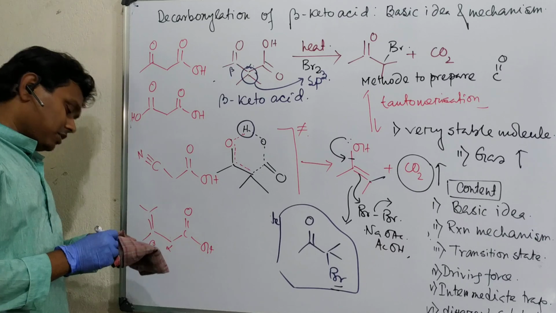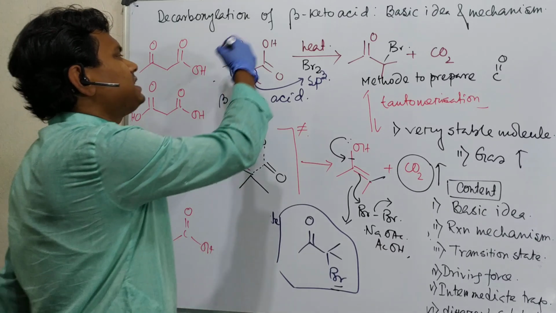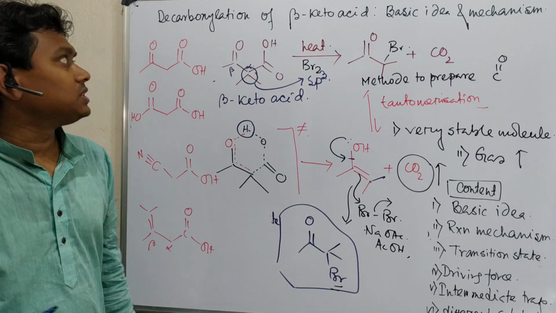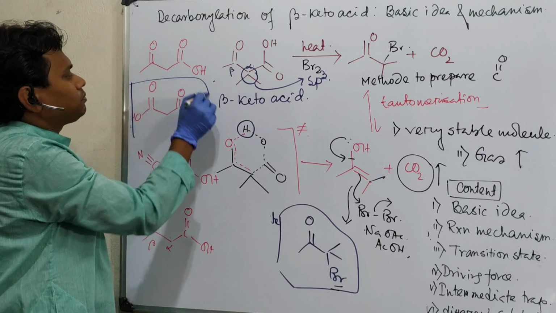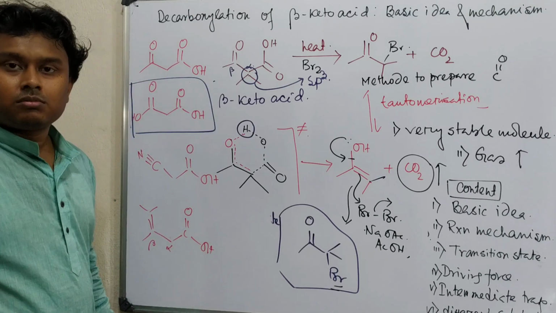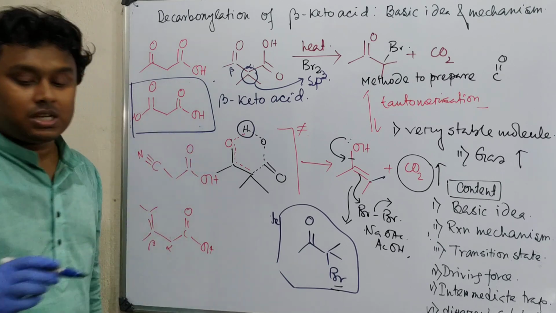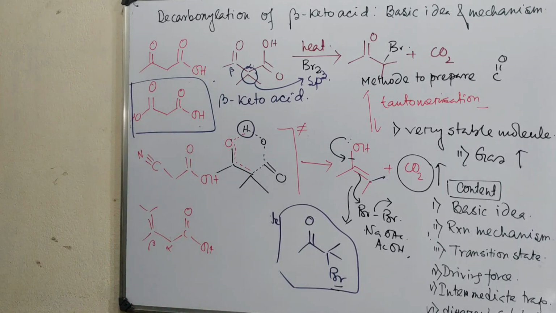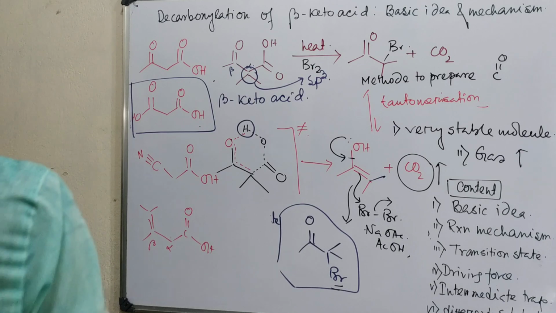But one piece of information: if I say that this beta-keto acid undergoes facile decarboxylation, fine. Then a question comes: can we prepare this compound? If it is prone to facile decarboxylation, is it really possible to prepare this compound? Actually speaking, yes, it is possible to prepare this compound. How?